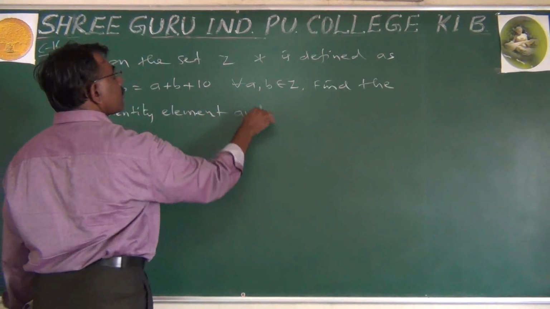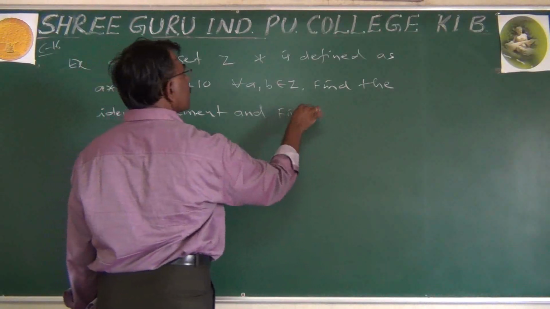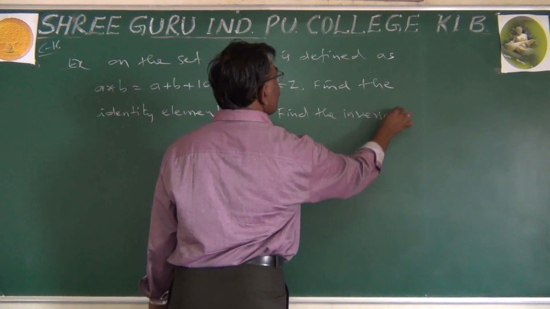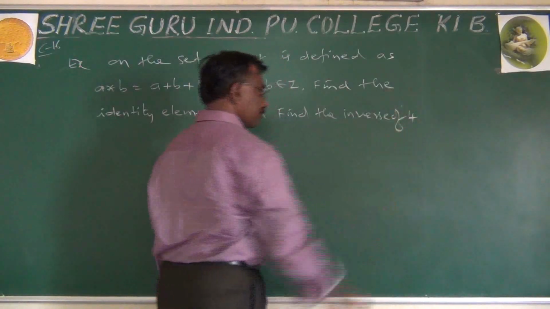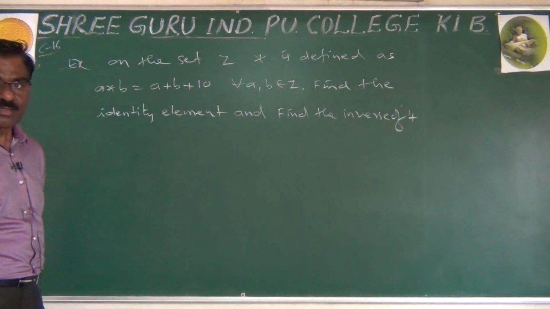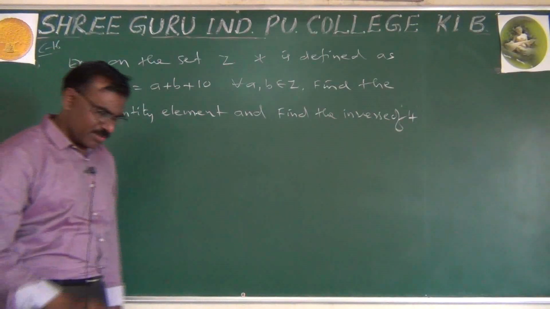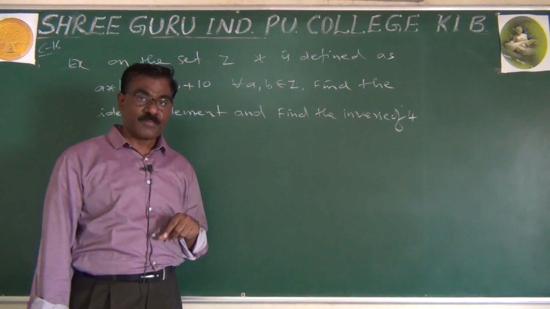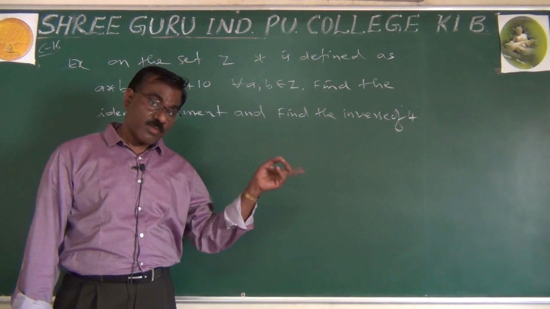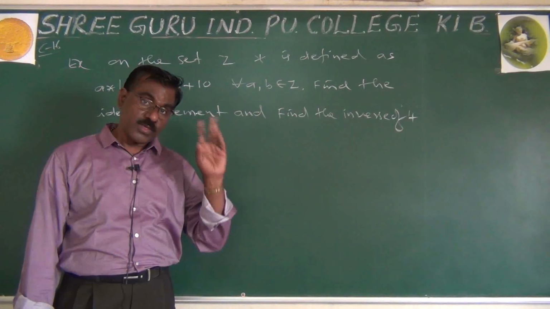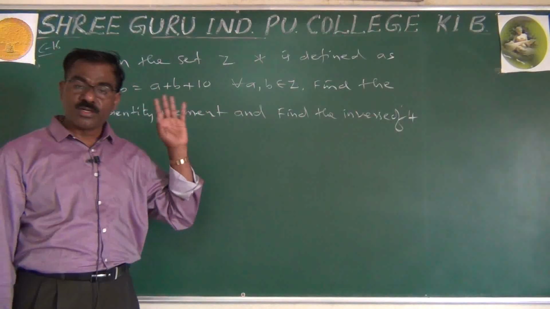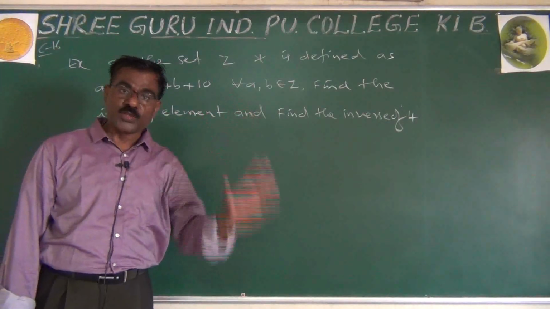And find the inverse of star. Very simple. Even this problem, a plus b plus 10, a plus b plus ab, a plus b minus ab, is always commutative and associative.